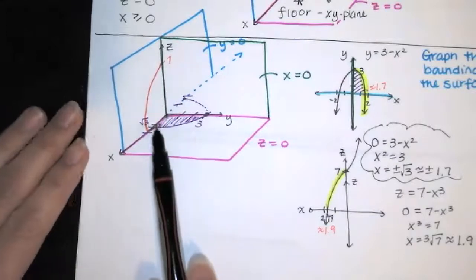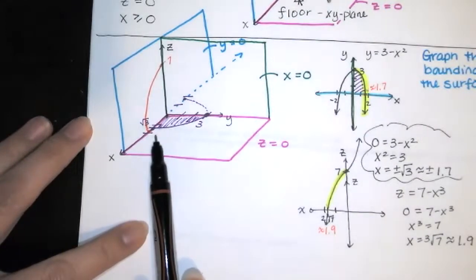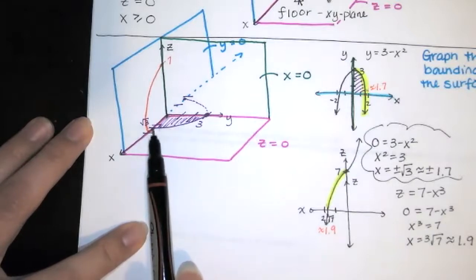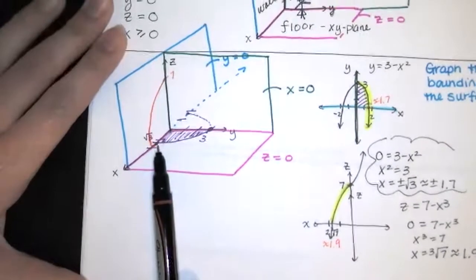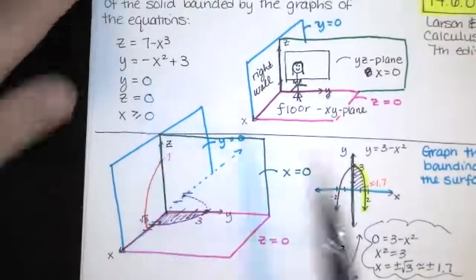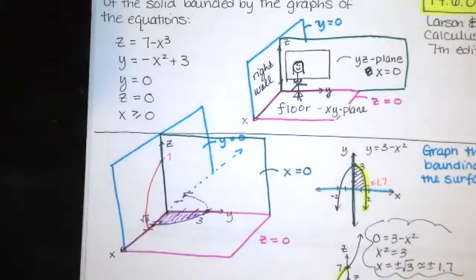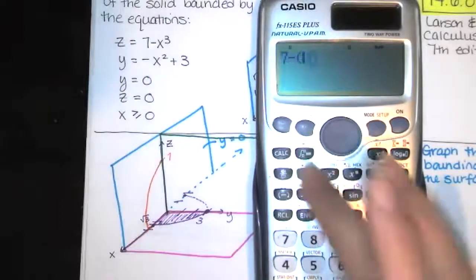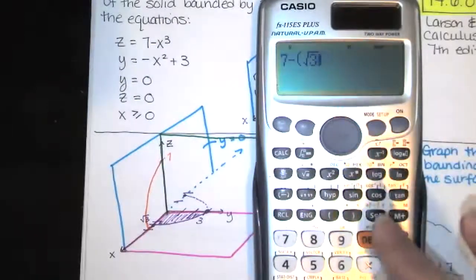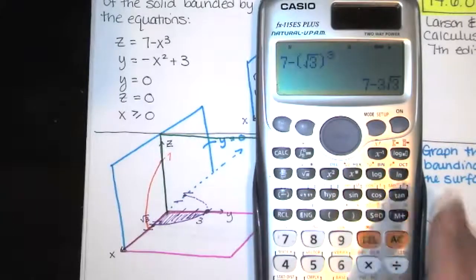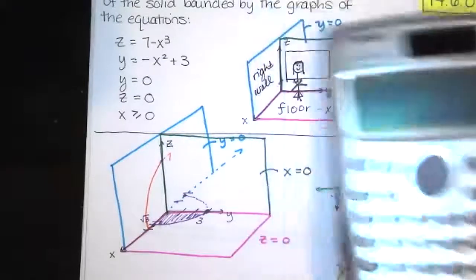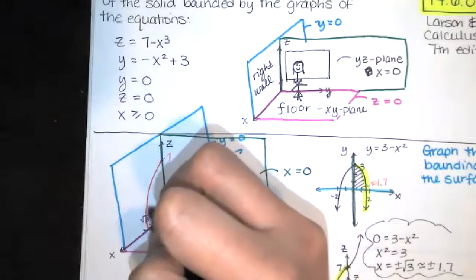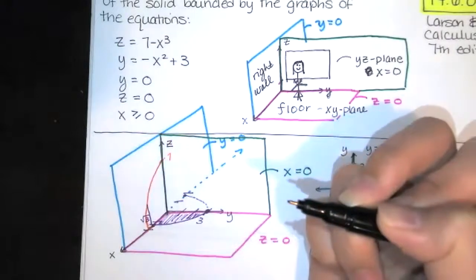But let's figure out where our solid is going to intersect the xz plane. When x equals the square root of 3, so that we're right here, y will equal 0, and z will equal 7 minus the square root of 3 cubed. Sorry about that reflection. And that's about 1.8. It's going to intersect up here, something like that.